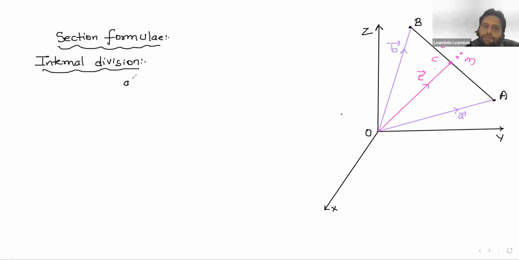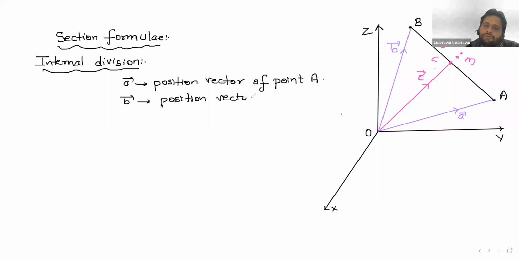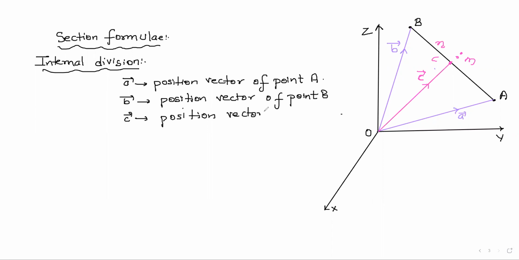Now, what is A? It is the position vector of point A. What is B? Position vector of point B. What is C? It is the position vector of point C. Position vectors are vectors from the origin.